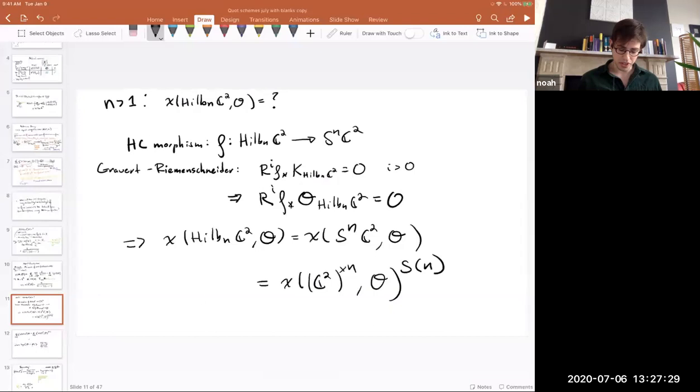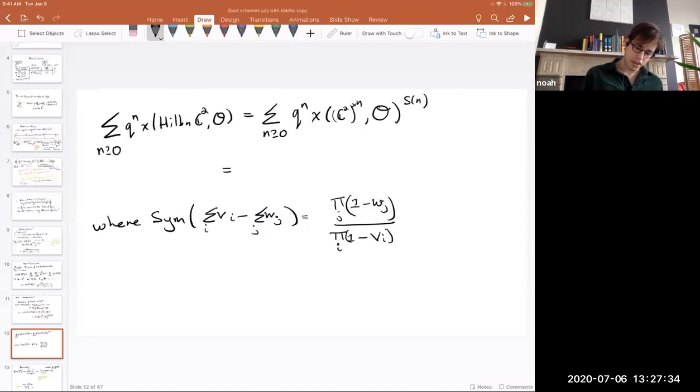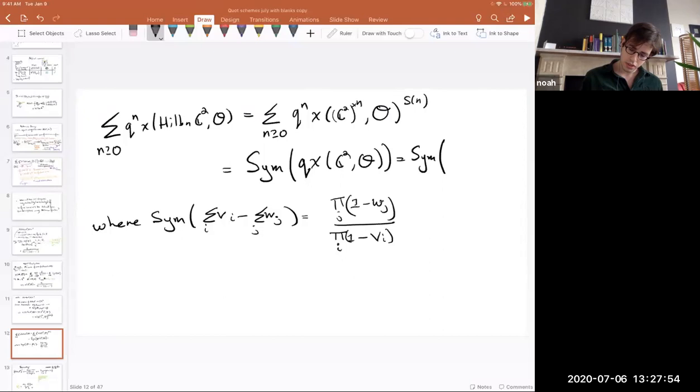And so if I want to sum these all together in a series, then I can do so. And again, I can use this notation sim. It's just functions in Q times the character of functions on the Hilbert scheme of 1 point. Sorry, this minus got lost in the shuffle.